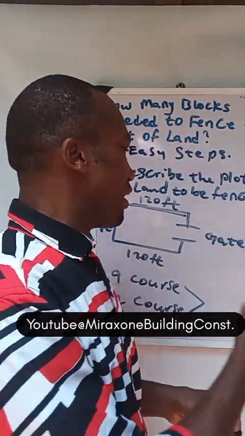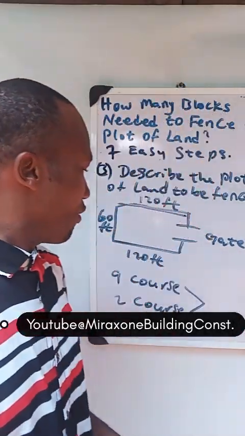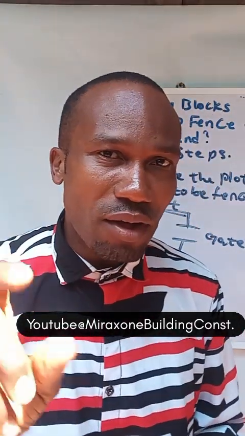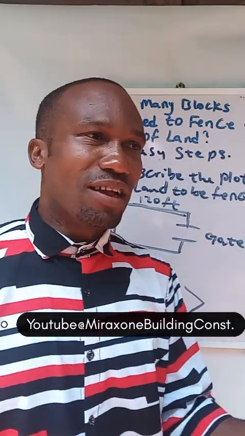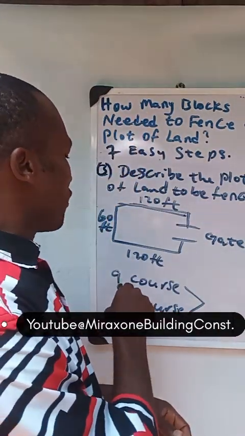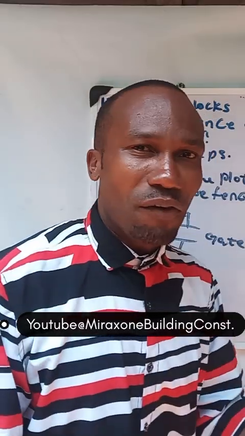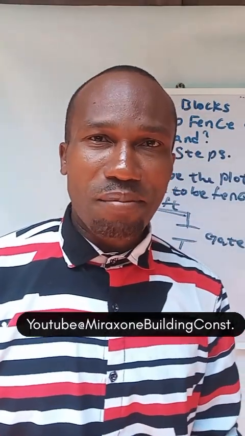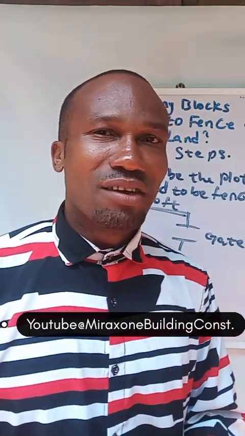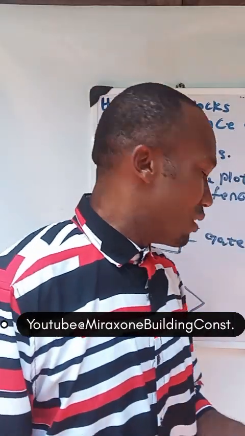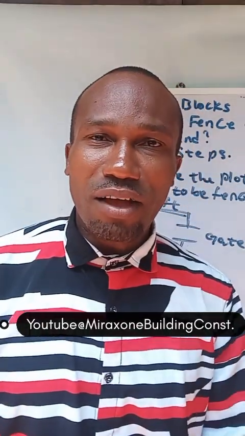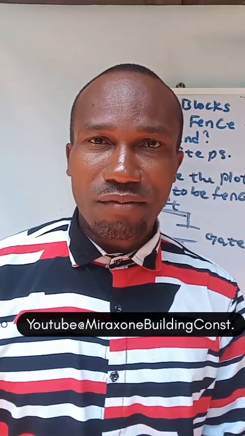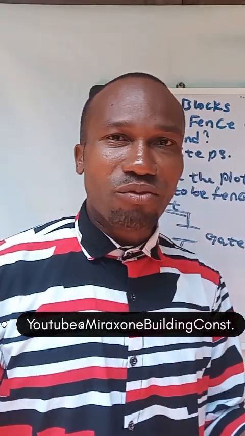Of course, there will be a gate entrance to the plot of land. I want you to pay attention very well. Assuming the client says he wants 9 courses of block above the ground surface, there's every tendency that 2 courses of block will be inside the foundation for a stable soil area. So these are the things we are going to calculate.